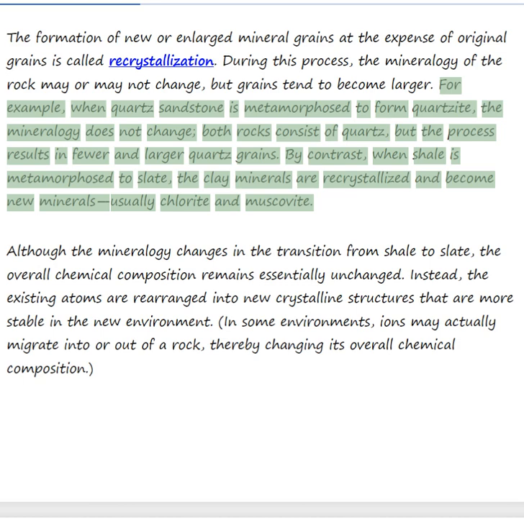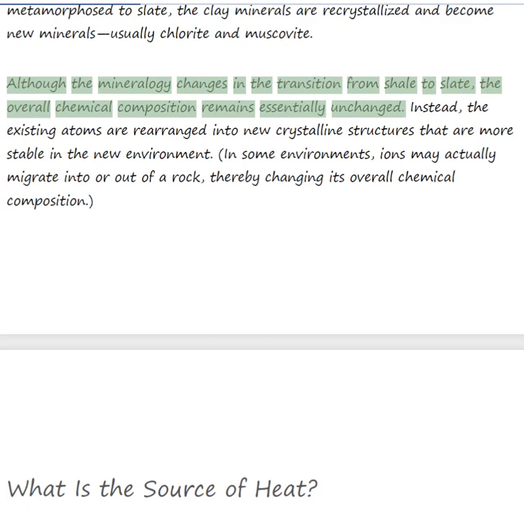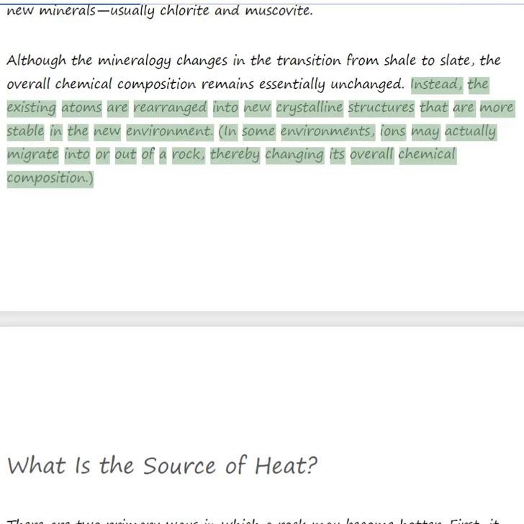By contrast, when shale is metamorphosed to slate, the clay minerals are recrystallized and become new minerals, usually chlorite and muscovite. Although the mineralogy changes in the transition from shale to slate, the overall chemical composition remains essentially unchanged. Instead, the existing atoms are rearranged into new crystalline structures that are more stable in the new environment.